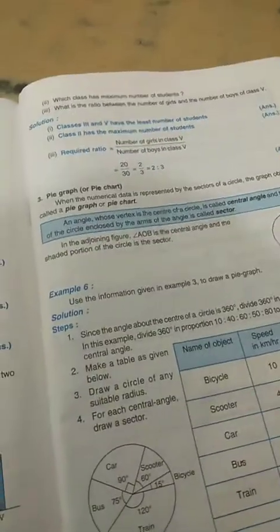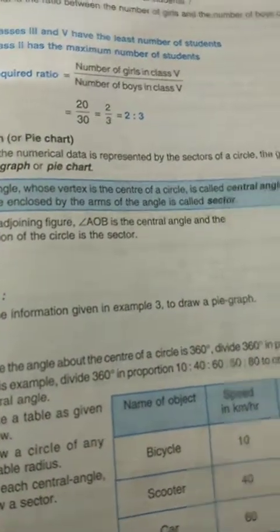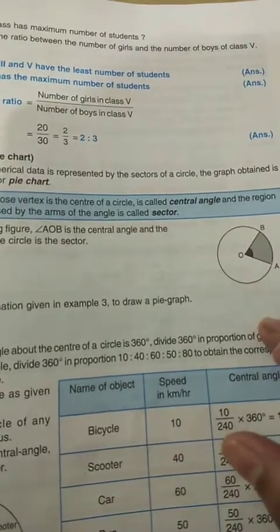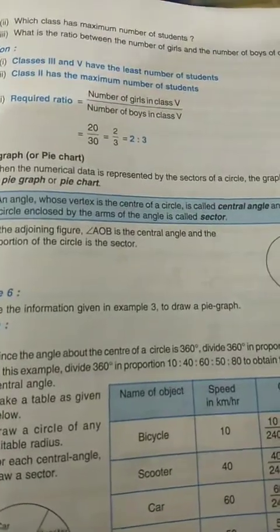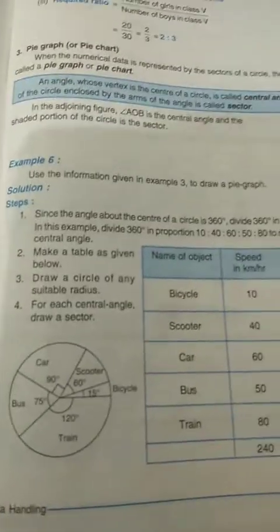The next one is the pie chart. Now this is the example of a pie chart or a pie graph. Now what is a pie chart? When the numerical data is represented by a sector of a circle, the graph obtained is called the pie graph or pie chart. Then this whole circle is taken as 360 degrees. It is given very clearly in your example number 6.